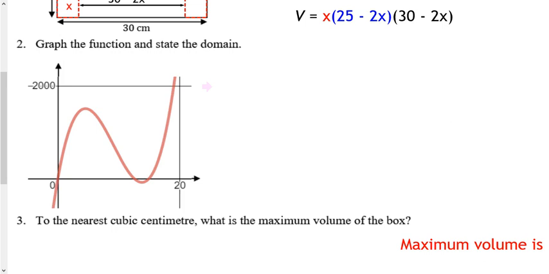When x is 0, so that's this point over there. Here, when x is 12.5, because 2 times 12.5 is 25, 25 minus 25 is 0. So this point here is at 12.5. And then the next x-intercept will be at 15. Not 150, 15.